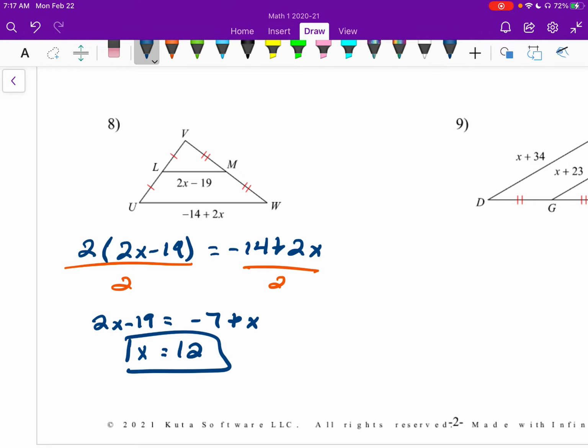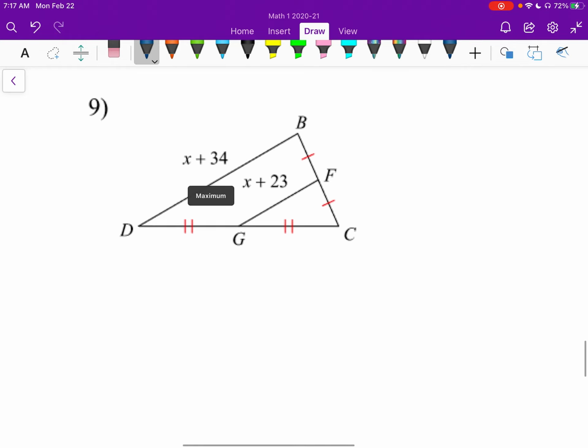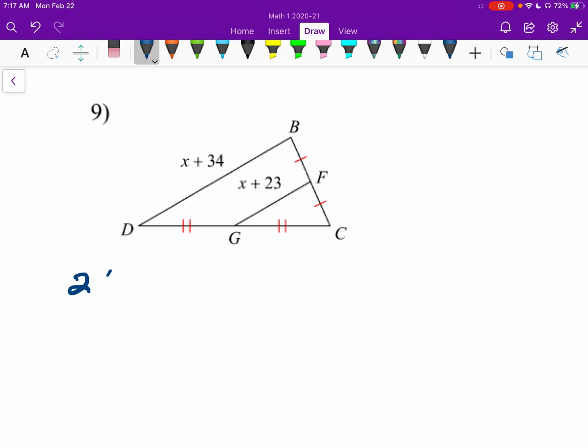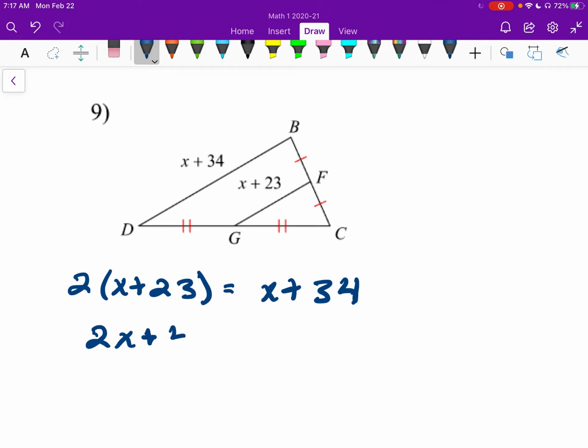There we are. Number 9, I'm going to have 2 times my midsegment, which is x plus 23, equals the side, which is x plus 34. So this is going to be 2x plus 46 is x plus 34. Subtracting my x over gives me a plain old x on the left. And then whenever I subtract, I'm going to have 34 minus 46, and that gives me negative 12.